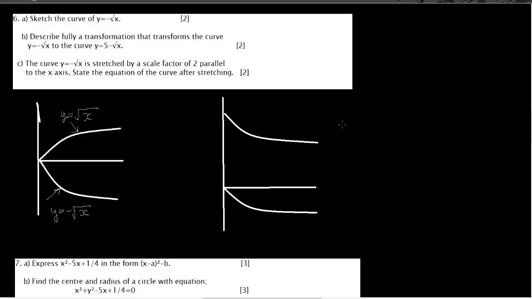Now, curve sketching. We all get a question on curve sketching. Sketch the curve of y equals minus root x. Well, this first curve here is y equals root x. We don't want that, we want y equals minus root x, which is this one. That one there. So that's the curve we want.